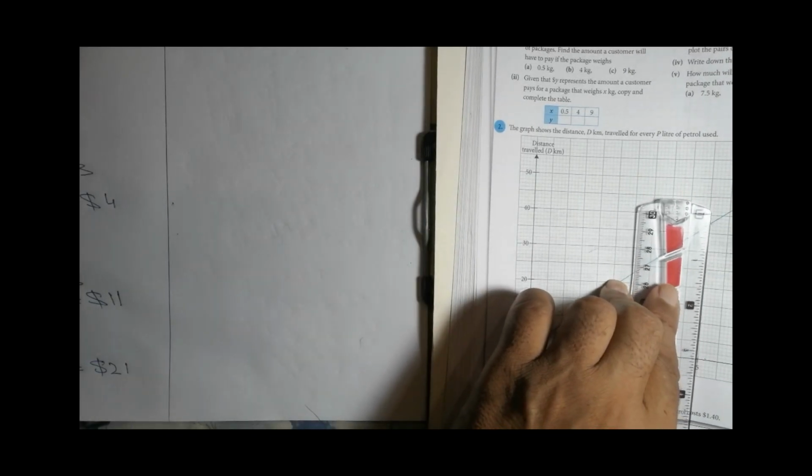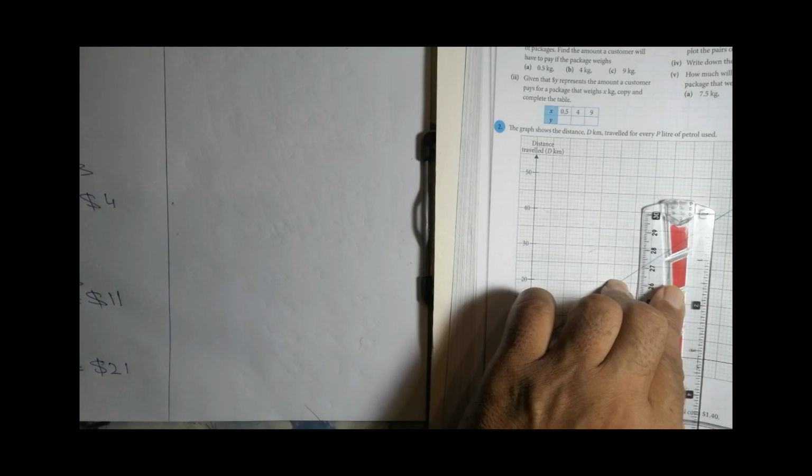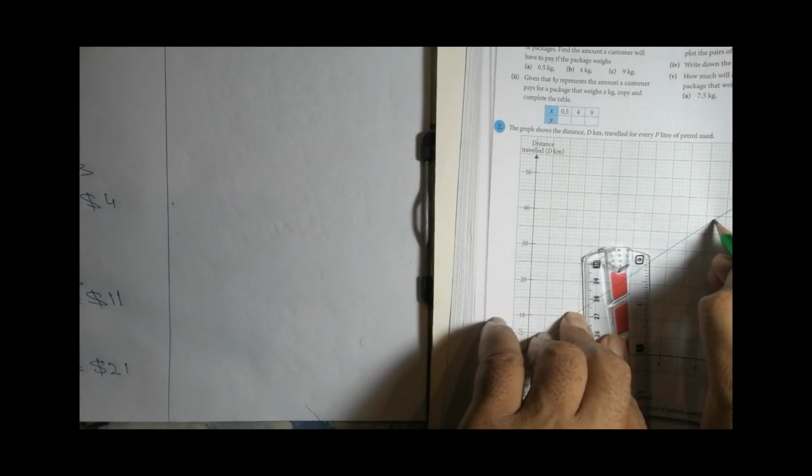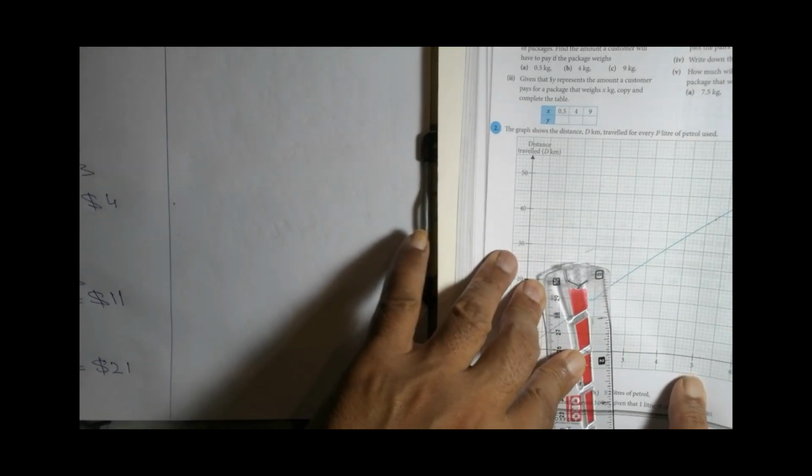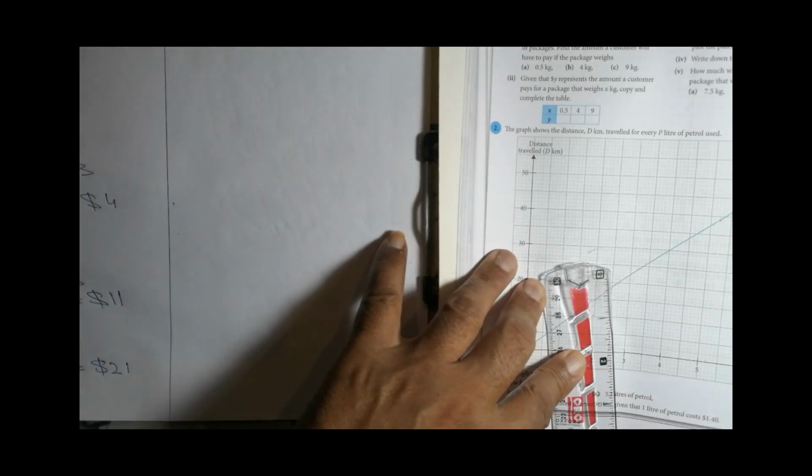I mean that with the help of the scale, if we see this a little below the 40, so this is 39 kilometers. So for 5.2 the answer will be 39 kilometers.